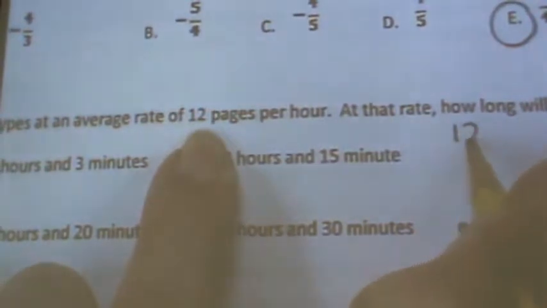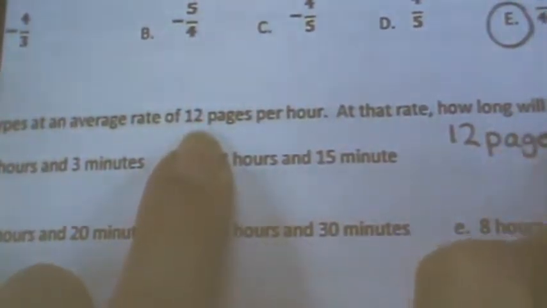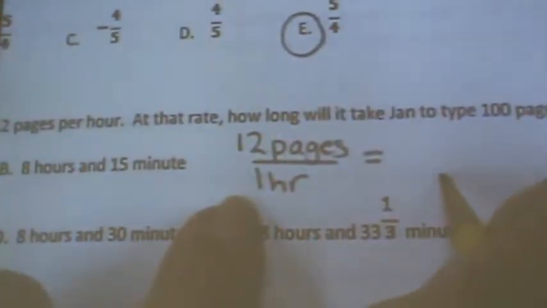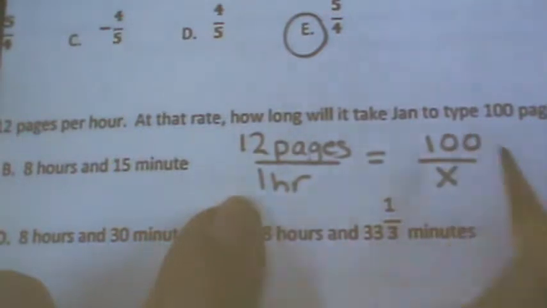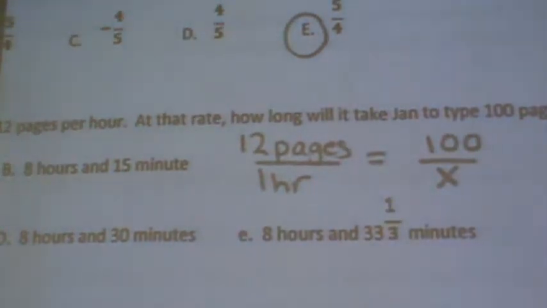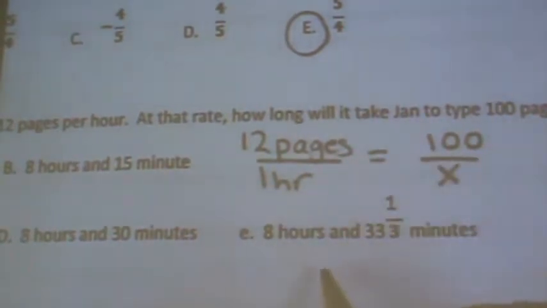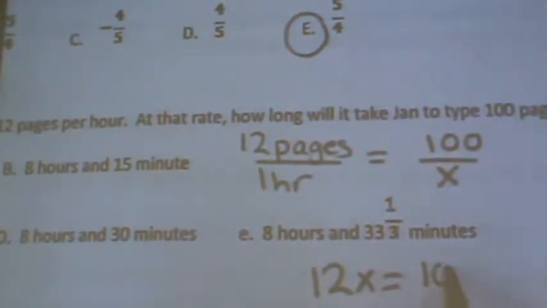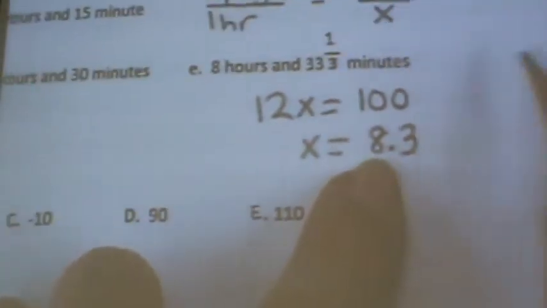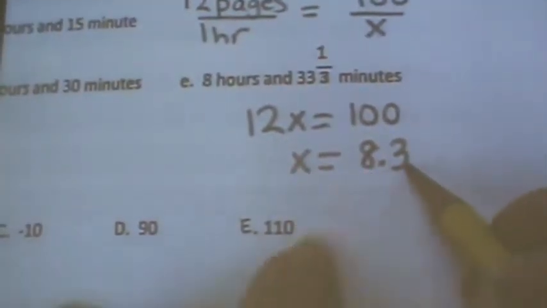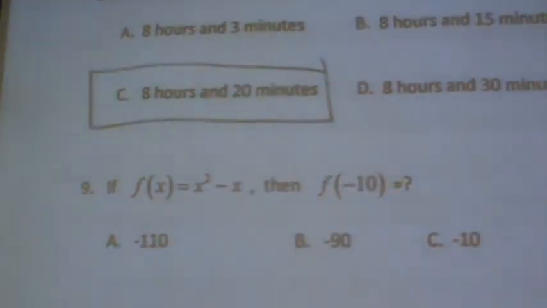Okay, Jan types 12 pages in 1 hour. At that same rate, how long will it take her to type 100 pages? So what are you going to do? You're going to cross multiply, you're going to get 12x equals 100, and you're going to divide by 12, and you get 8.3. So it's 8 hours, and a third of an hour is 20 minutes, so it's 8 hours and 20 minutes.